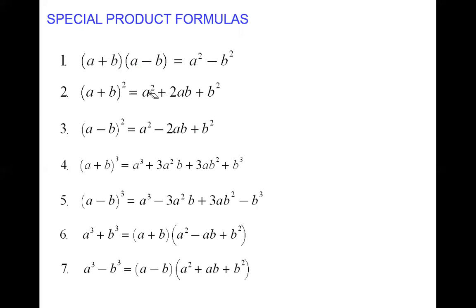(a plus b) squared, we can expand like that. (a minus b) squared, we can expand like that. Make sure that we know the cube addition and subtraction. A cube plus b cube can be factored this way, and a cube minus b cube can be factored this way. You can pause the video and make a copy of all of these formulas. They are going to be helpful.